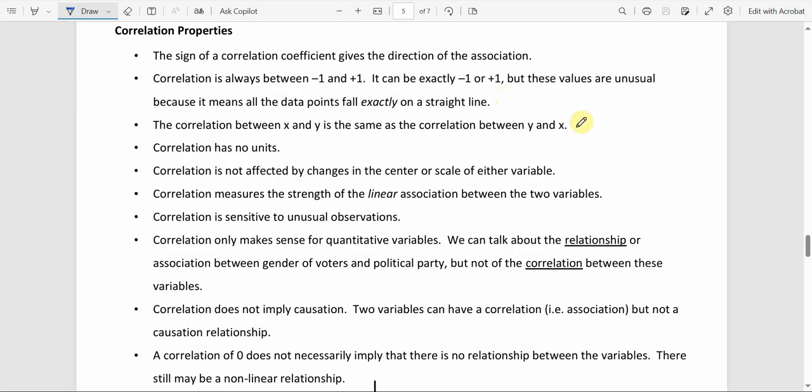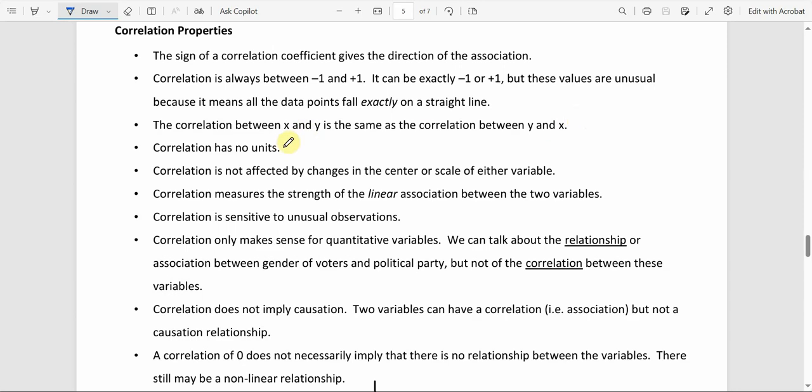Next, the order of the variables doesn't matter. No, it doesn't, because in the formula where we went through it algebraically, where we had zx times zy, if you flip the order of zx and zy, you're going to get the same thing, because multiplication commutes, right? 3 times 2 and 2 times 3 are both going to be 6. It's basically that idea, just applied to correlation.